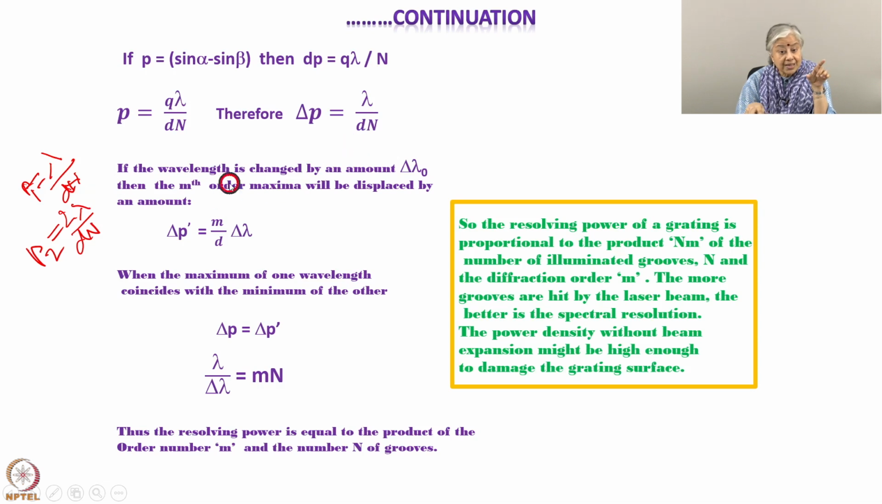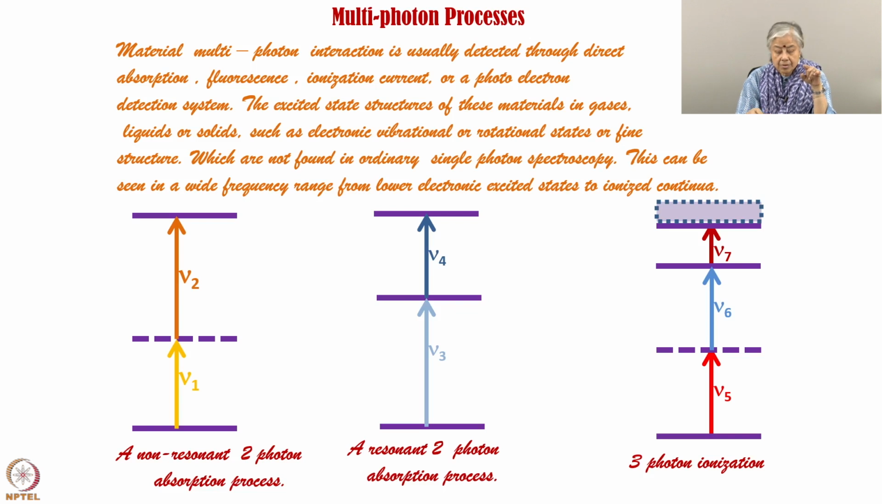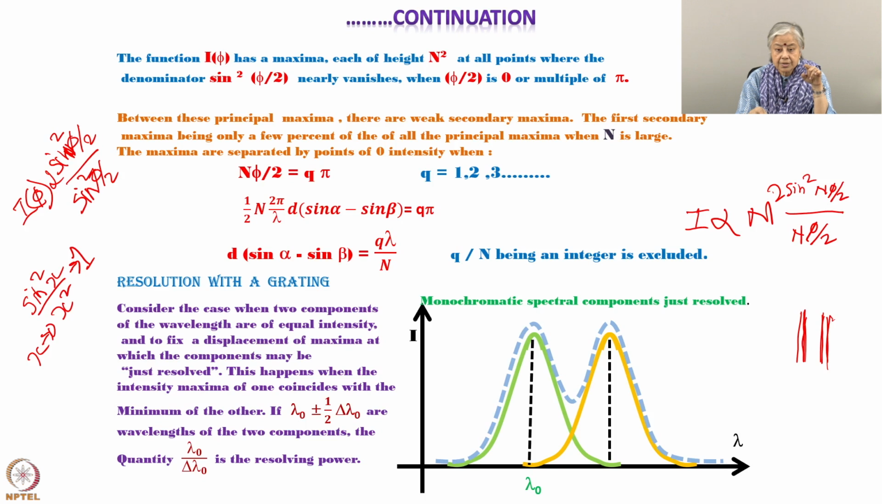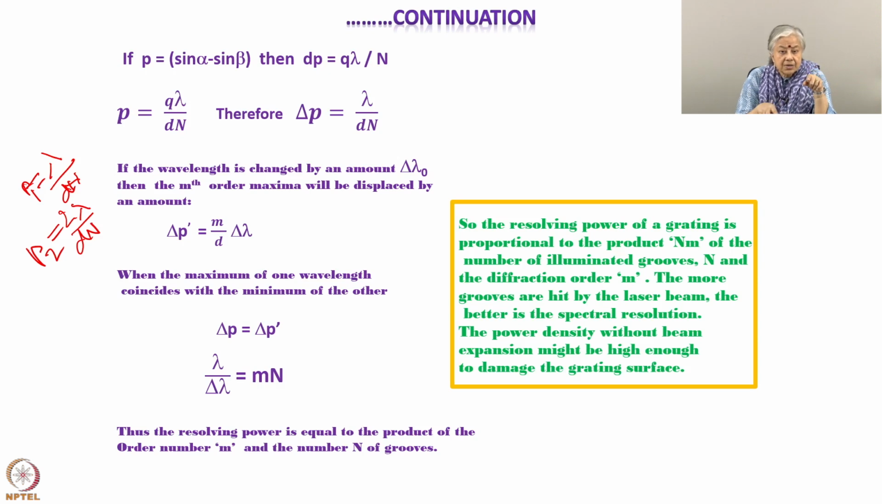Now, if the wavelength is changed by an amount delta lambda 0, as we saw in the previous picture, here, this is lambda 0. If I add another delta lambda, then I will come to this point, which is of course another wavelength. That is what I mean. So if the wavelength is changed by an amount delta lambda 0, then the mth order maxima will be displaced by an amount delta p. Now, this is one delta p.